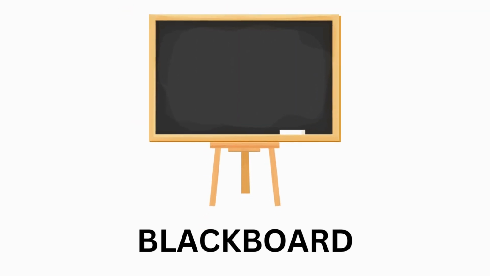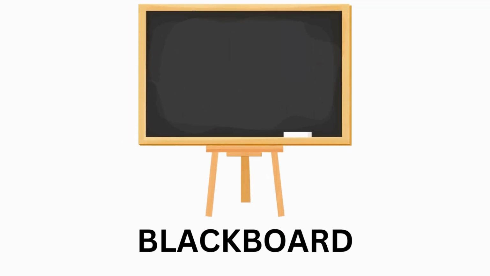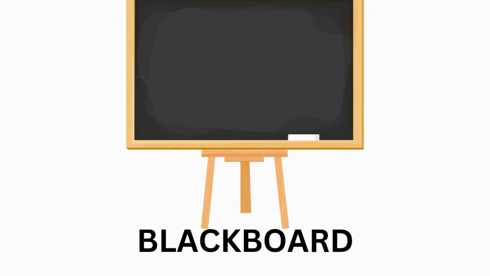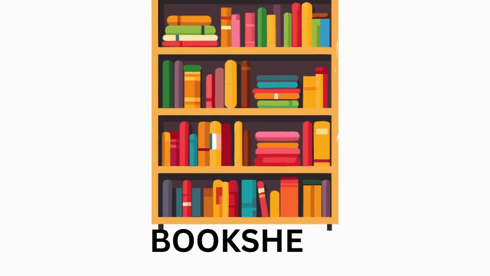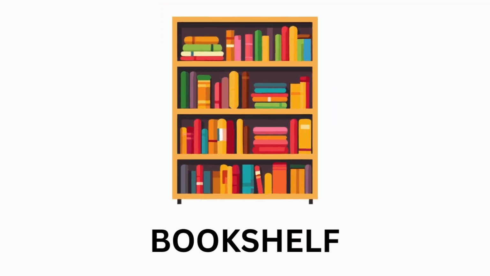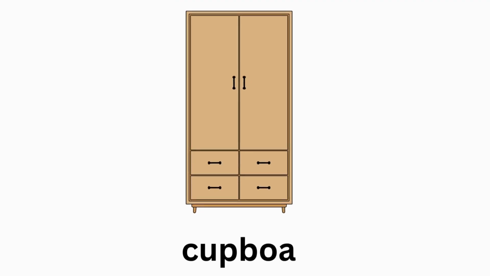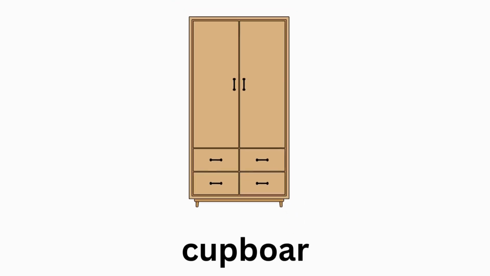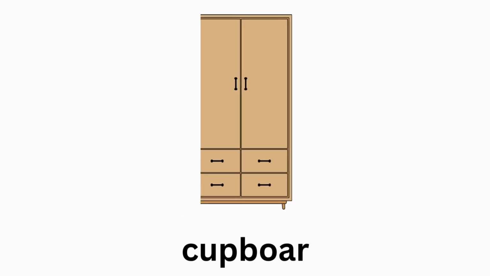This is a blackboard. A blackboard. The teacher writes on the blackboard with chalk. This is a bookshelf. A bookshelf. We keep books on the bookshelf. This is a cupboard. A cupboard. We keep things in the cupboard.